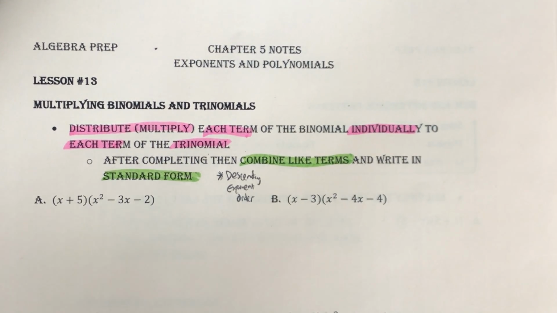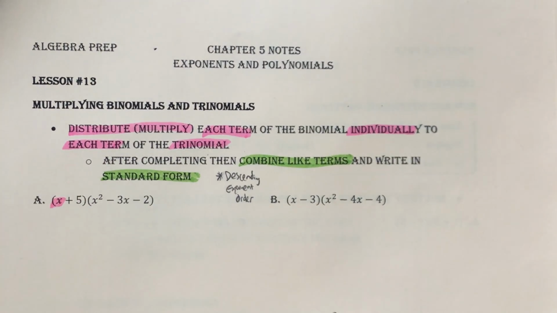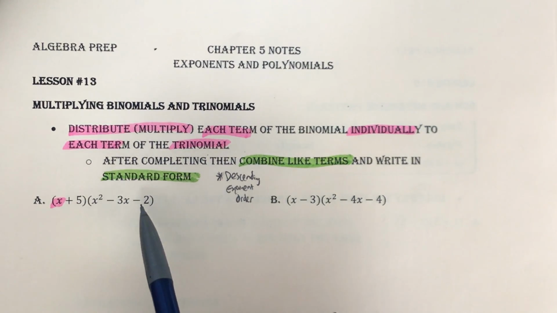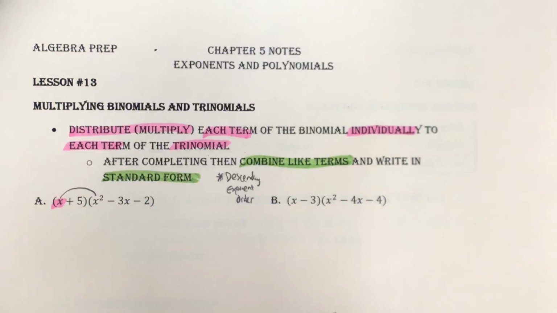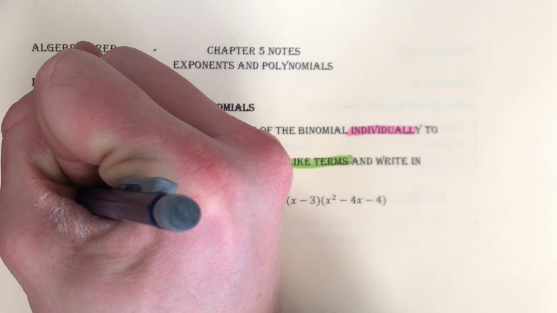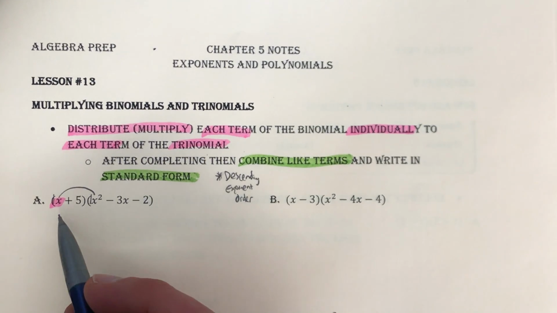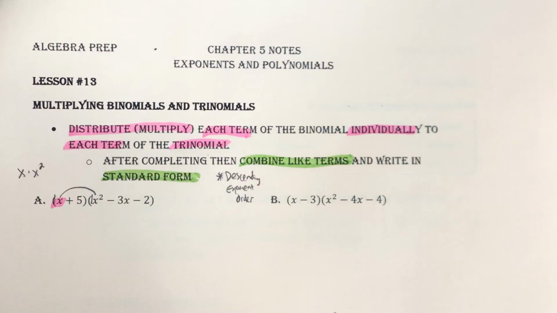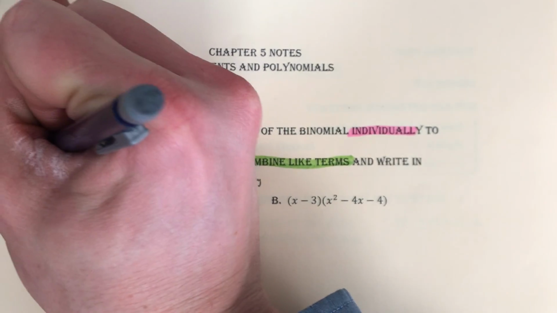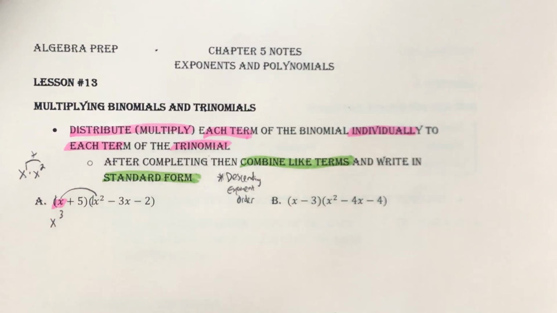So the first thing we're going to do is take the first term of the binomial, this x right here, and multiply it by each term of my trinomial, the x squared, the negative 3x, and the negative 2. I'm going to multiply them each individually. So x times x squared. Now remember, they have coefficients of 1, and 1 times 1 is 1, so we don't necessarily need to do anything there. And then x times x squared, remember that is the product of powers rule. So we are going to add exponents. This one has an exponent of 1, so when we add them, we end up with x to the third.